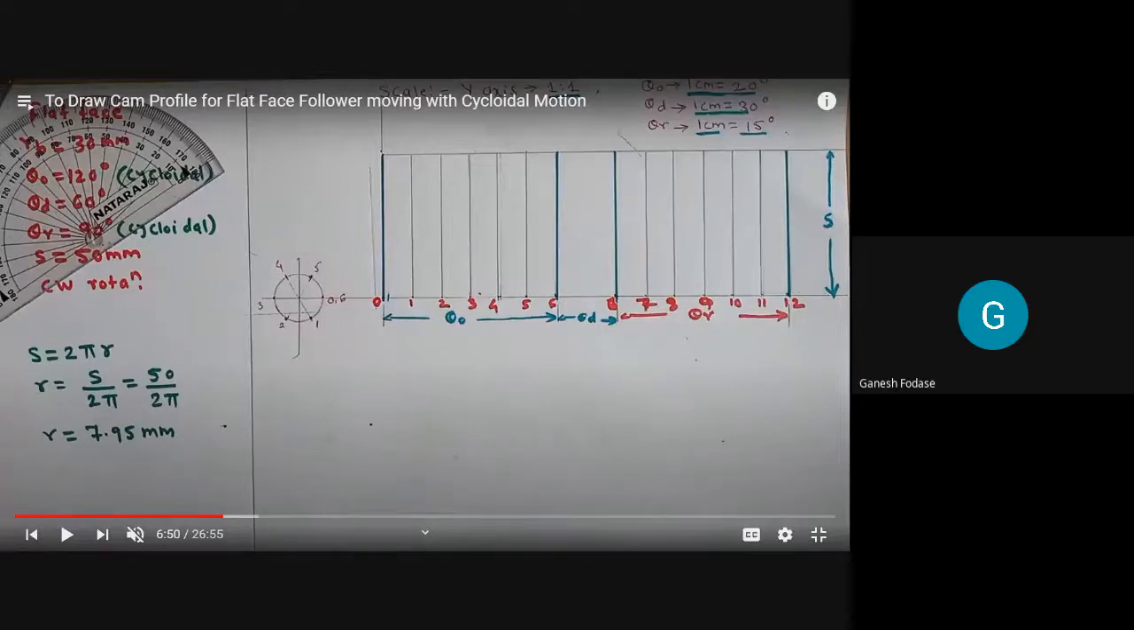I'm talking about the displacement diagram first. About cam profile drawing, we'll discuss later. So first we have to draw the circle, and how much radius I told you, how many parts I told you. Next, we divide this circle and name the points 1, 2, 3, 4, 5, 6.